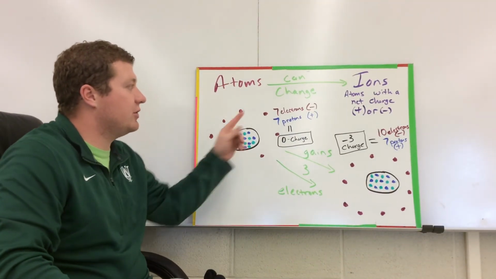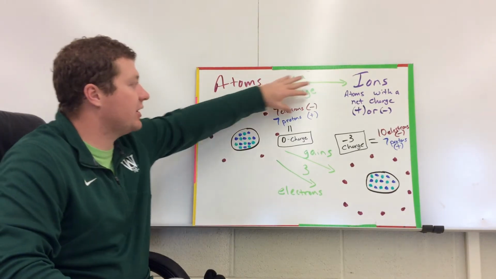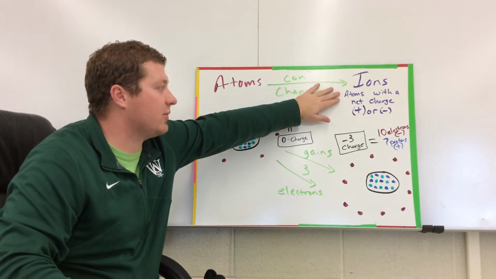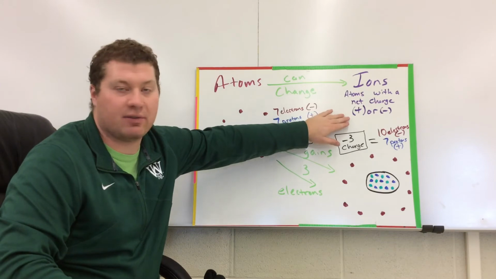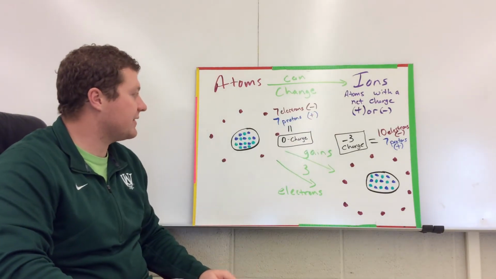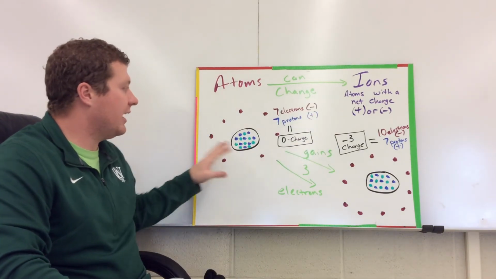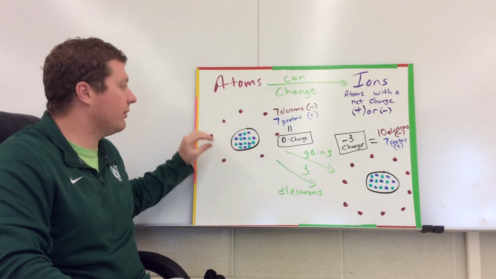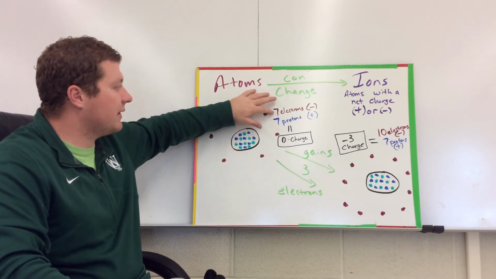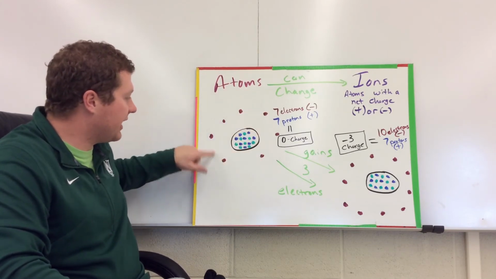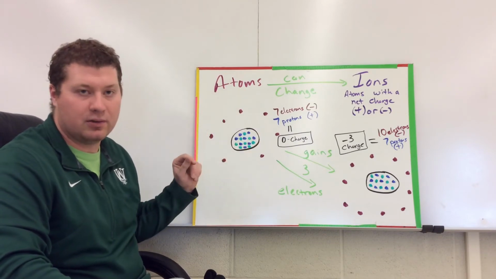Atoms can sometimes change into ions. And ions are atoms with a net charge, a positive or negative. So here's an example. This is a nitrogen atom here. And I haven't drawn the orbital in. Hopefully that doesn't confuse you too much. But the 7 electrons are these purple dots, and you can kind of see them in an orbital shape there.